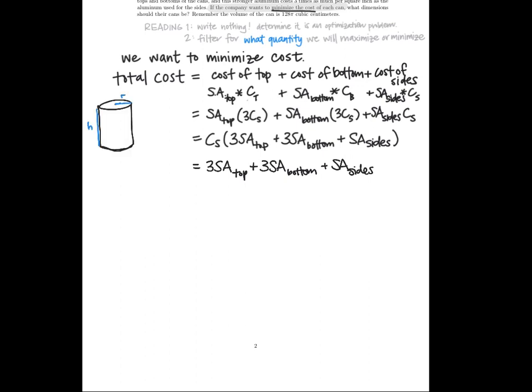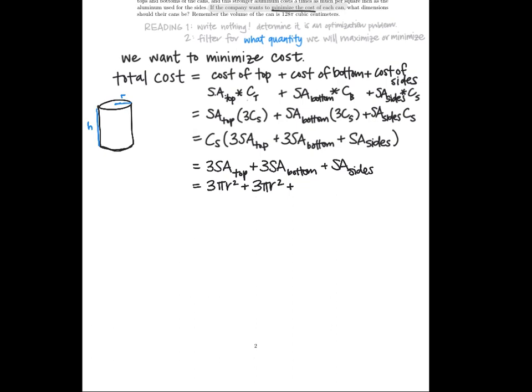Now let's start to get some formulas in here involving radius and height instead of surface area top, surface area bottom, surface area sides. Now the top and bottom are circles of radius r, so their area is simply pi r squared. Let's put that in. The surface area of the sides is a bit more challenging.